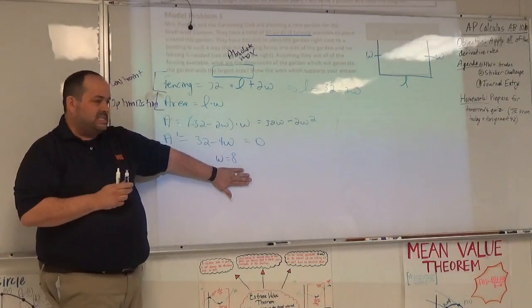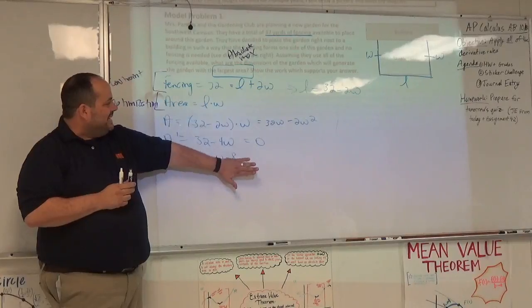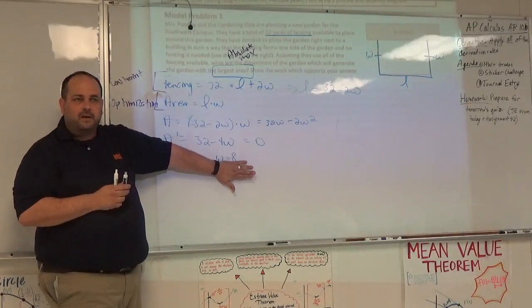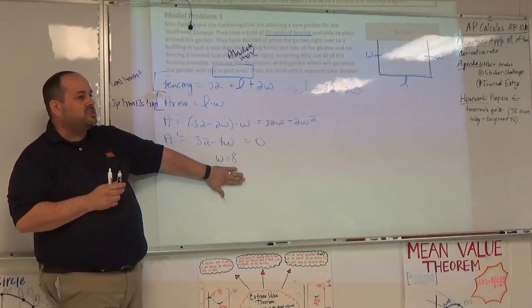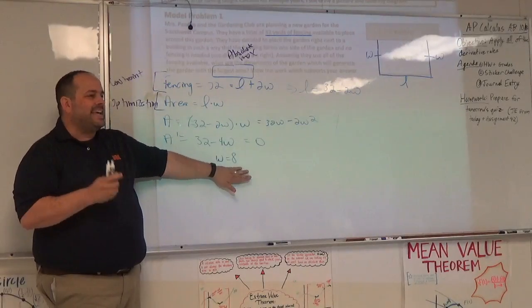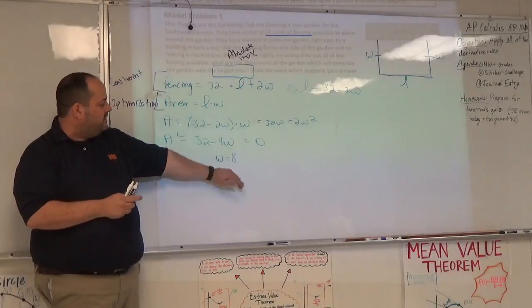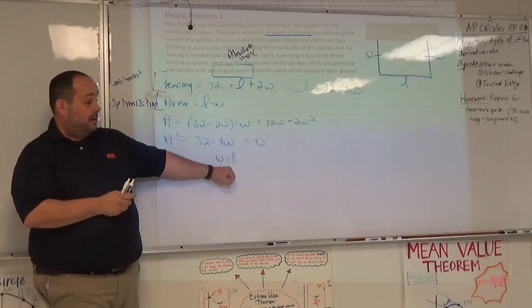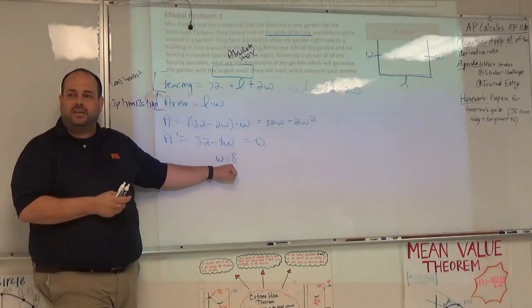Now, here's the mistake. Lots and lots of folks are going to stop here and say, oh, this is the optimal solution. I've proven it. No. What you found is a candidate. You found where the derivative is equal to 0. You don't stop here. You now have some options to consider.